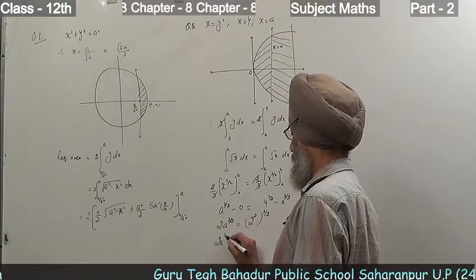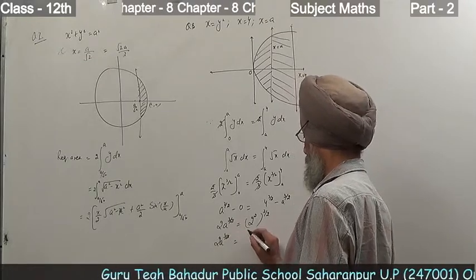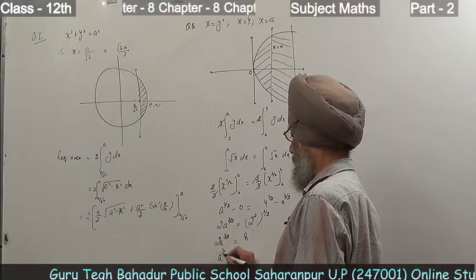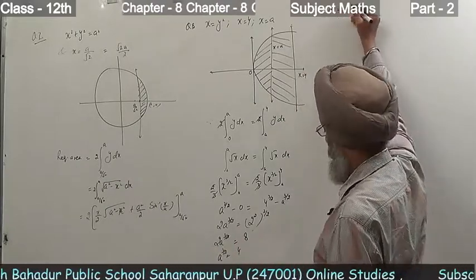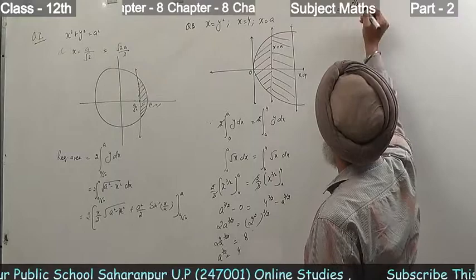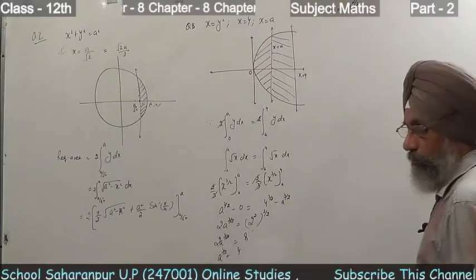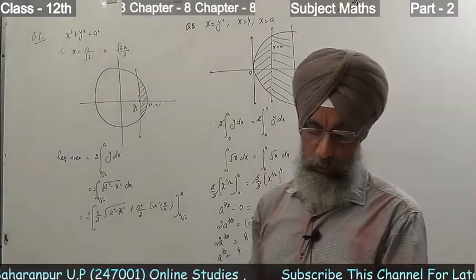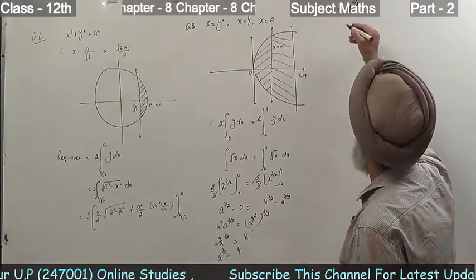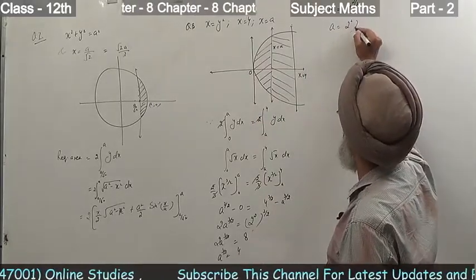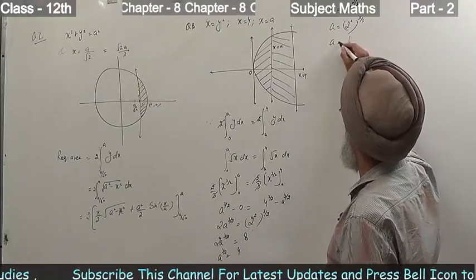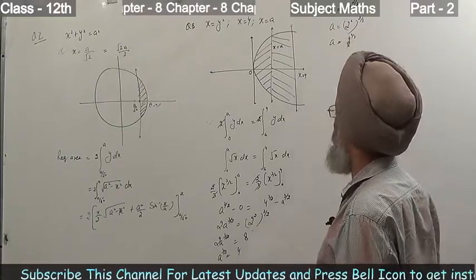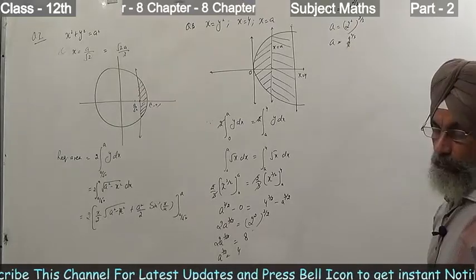2a to the power 3 by 2, it's 8, a to the power 3 by 2 is 4, so a is given by 4 to the power 2 by 3. So the value of a that we get here, write this down, or 2 to the power 2, 2 by 3, that's the value of a here. Clear?